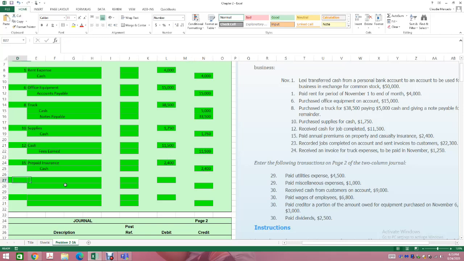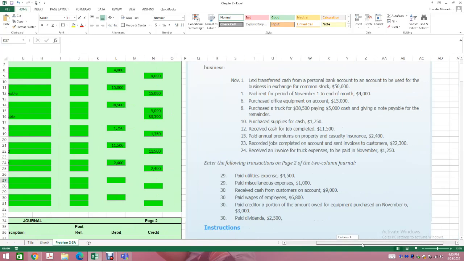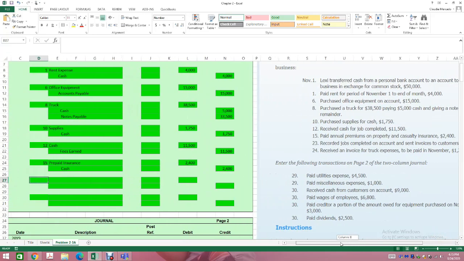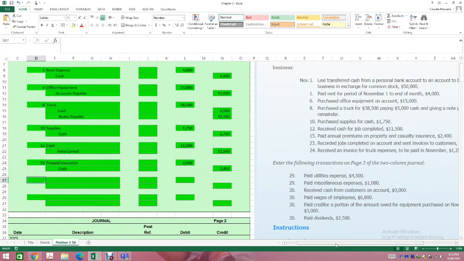Okay. On the 23rd, you recorded jobs completed on account and you sent invoices to customers, $22,300. So what does that mean? That means that you went out there, you performed some kind of a service, you did a job, you invoiced the customers, but they haven't paid you. Okay, so you've done the job, but you haven't gotten paid for it.